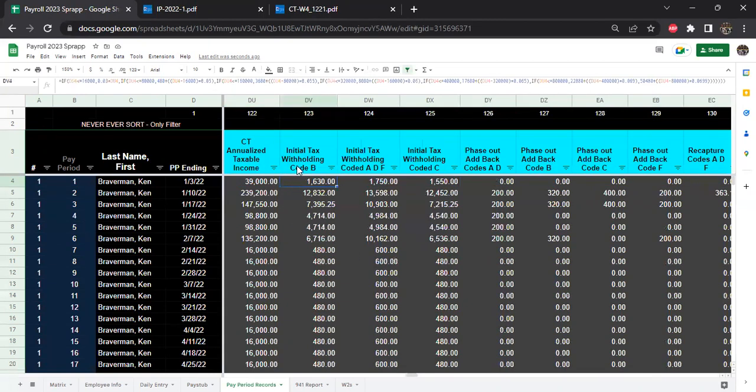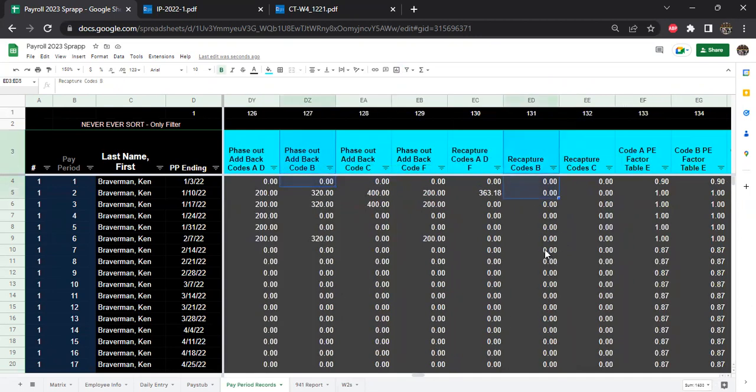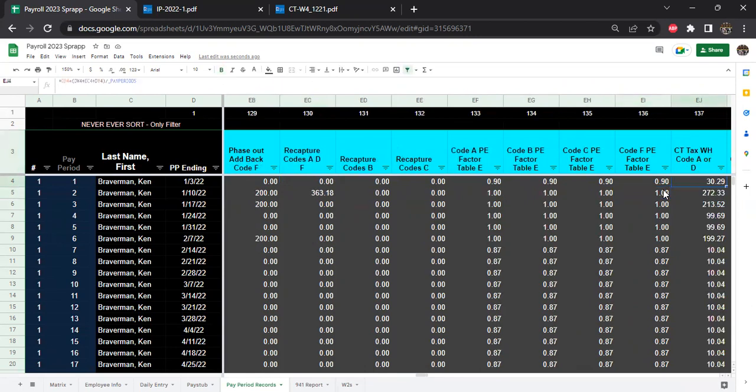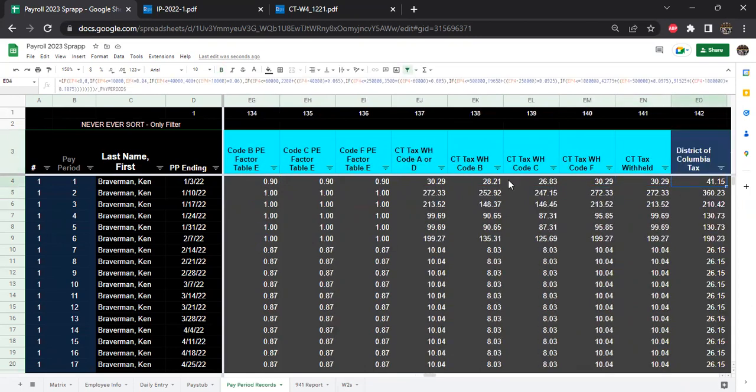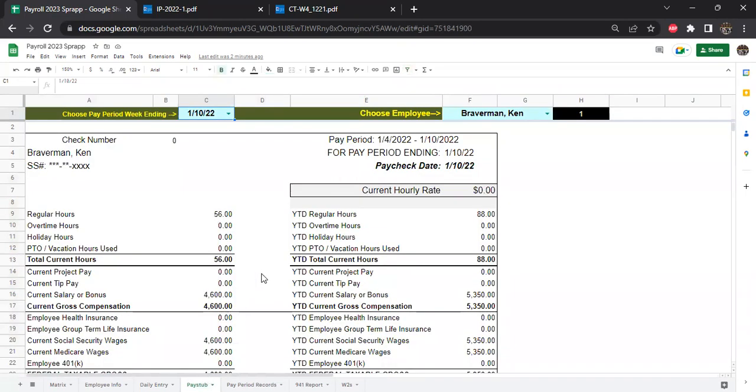So if you were doing B, you'd have this one, phase out for B, and also recapture for B here. All those three together, multiply it times the PE factor, and then divide by the number of pay periods in the year. That's what these formulas are doing right here. Code B, code C. And then you figure out which code the person actually chose, and you put that tax in the Connecticut state tax withheld column. And that is how you do Connecticut.